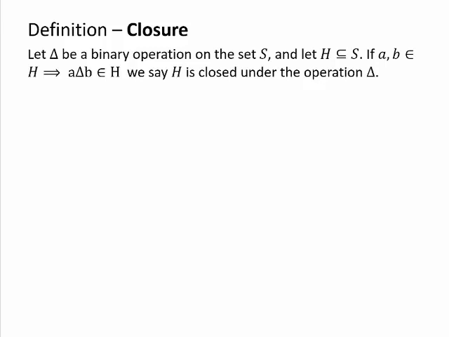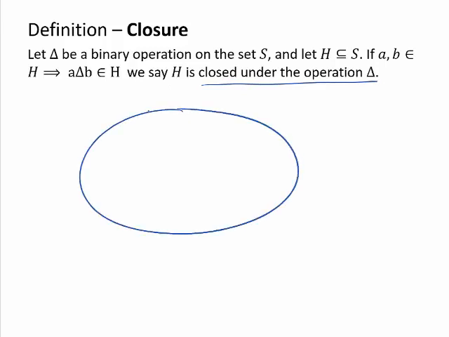Here is a general definition of what closure means. If delta is a binary operation on a set S, and H is a subset of S, then if A, B in H always gives you A delta B in H, we say that H is closed under the operation. So let me give you an example. Let's say that we've got this set of integers here, and they are broken into two subsets, the evens and the odds. So E and O are both subsets of Z.